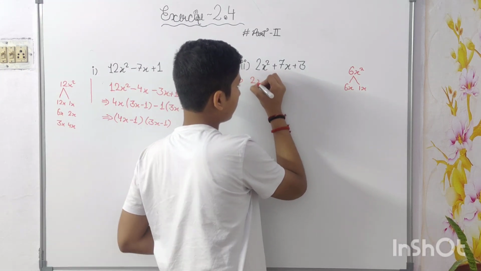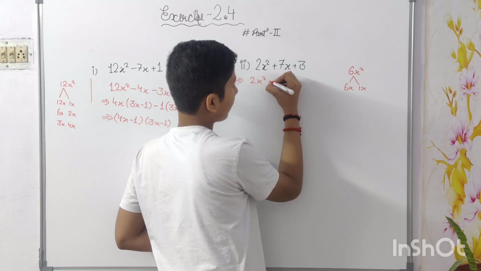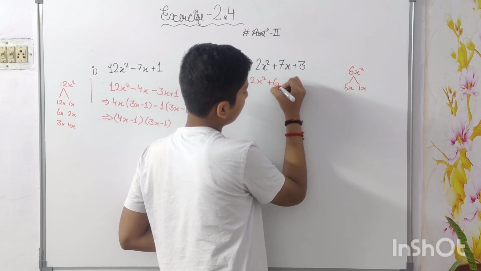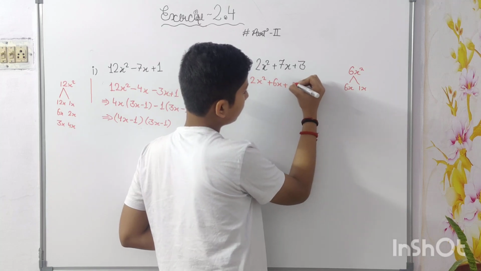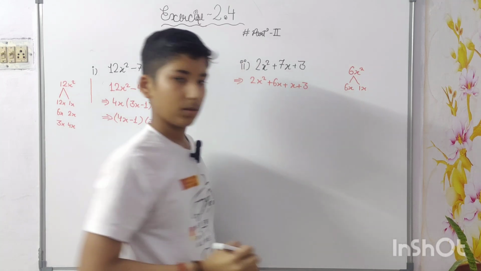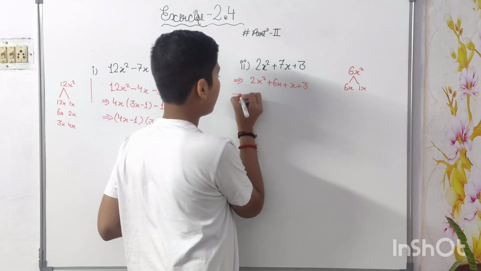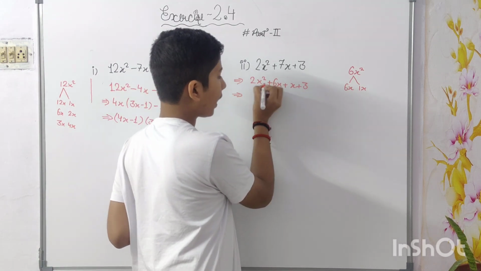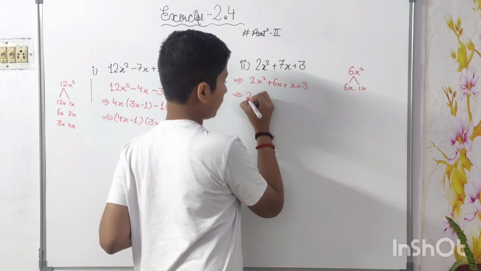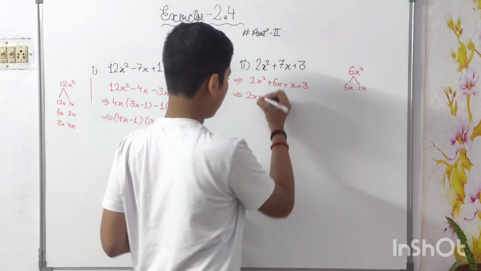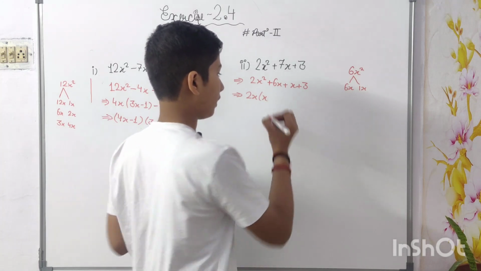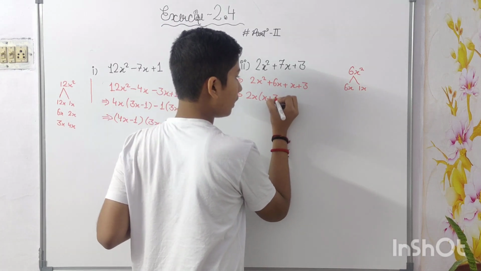Now 2x square plus 6x plus x plus 3. Okay. Now 2x square plus 6x. What can be taken common? 2x. We have taken common. Now what will be left? X is left and 2x is 3 times. So 3 is left.